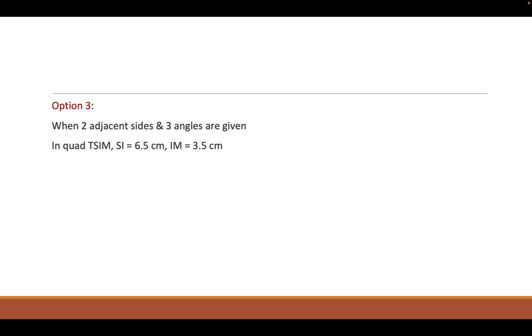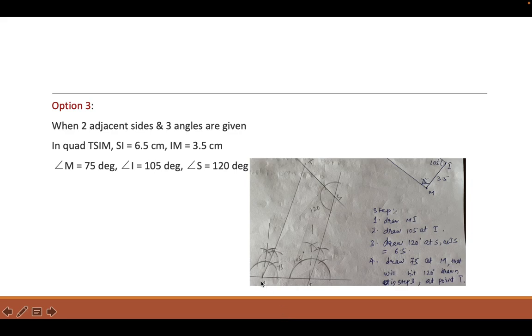IM side is 3.5 centimeter. Those are the two sides, and along with that you will be given 3 angles. The angles are M is equal to 75 degree, I equal to 105 degree, S is equal to 120 degree. Now you know that both M and I angles are given and IM side is given. So that's the starting point you should do. So first draw MI, which is 3.5 centimeter.